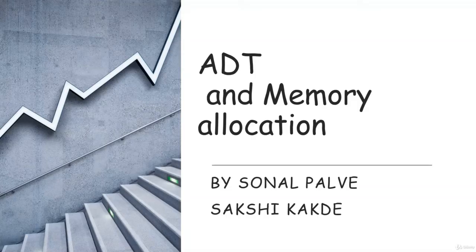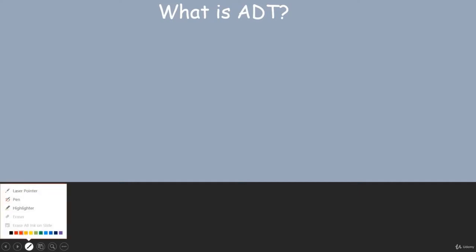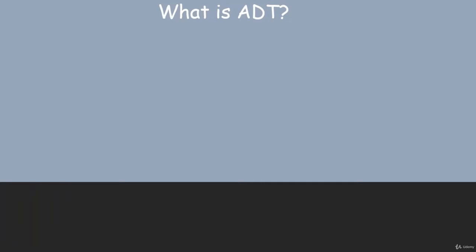Hey guys, so let's continue our course with our next topic, ADT and memory allocation. At the very first, what is ADT? ADT means abstract data type. An abstract data type itself means not in details, which means there is some part which is hidden.